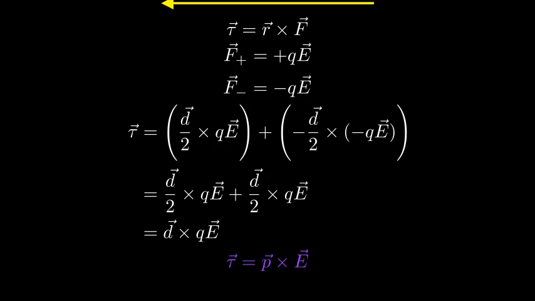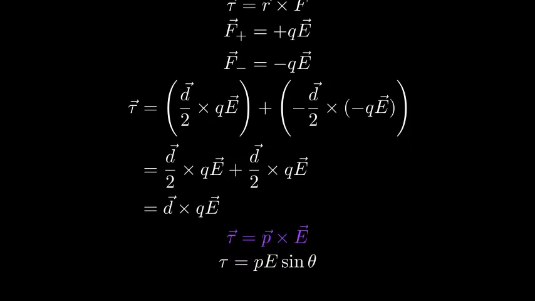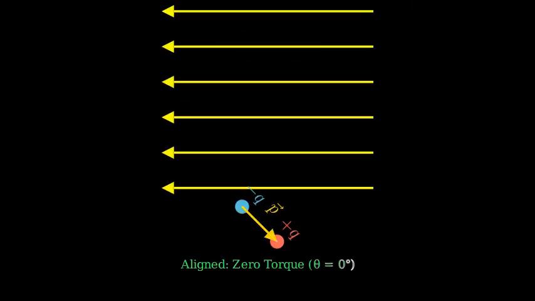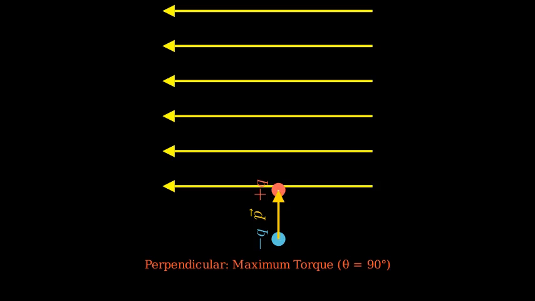The magnitude of this torque depends on the angle between the dipole moment and the electric field. The magnitude of the torque is equal to the product of the magnitudes of the dipole moment and the electric field, multiplied by the sine of the angle between them. When the dipole is aligned with the field, the torque is zero. The torque reaches its maximum when the dipole is perpendicular to the field.